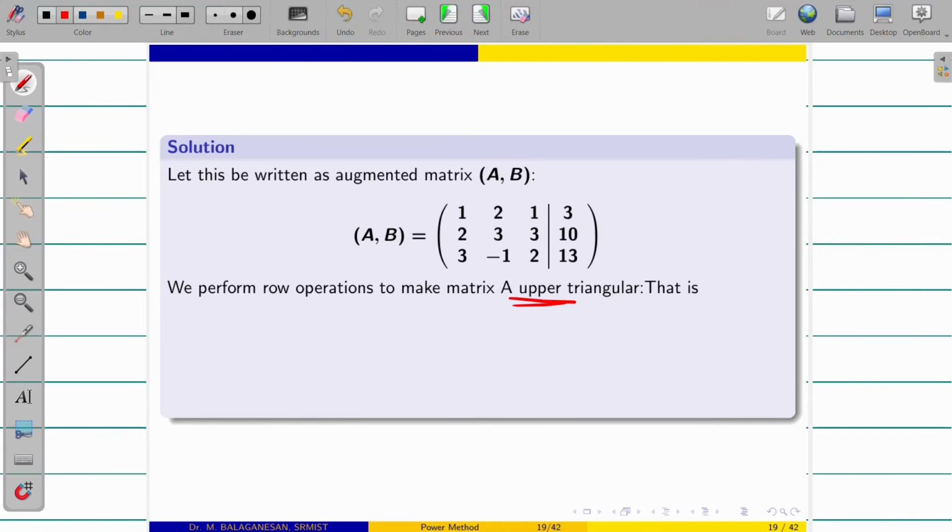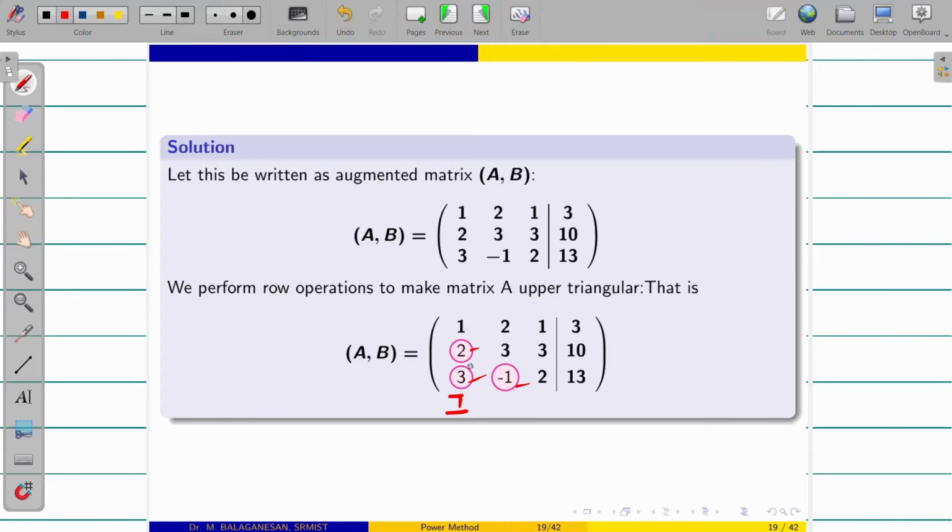Our aim is to reduce the augmented matrix to an upper triangular matrix. How to do that? What are the below diagonal elements? We have 2, 3, -1. So these elements only we are going to reduce to 0. We have to do this in 2 steps.